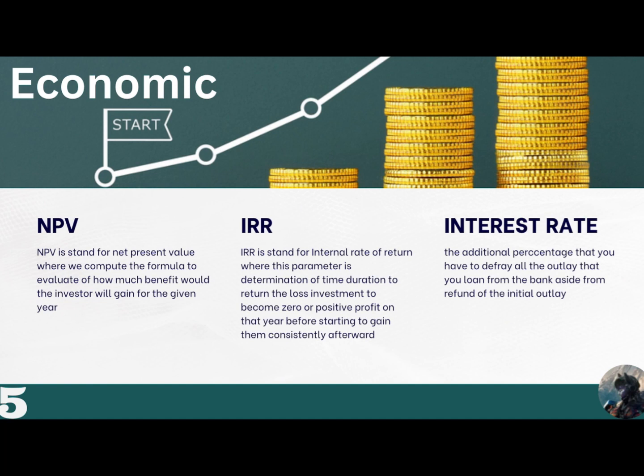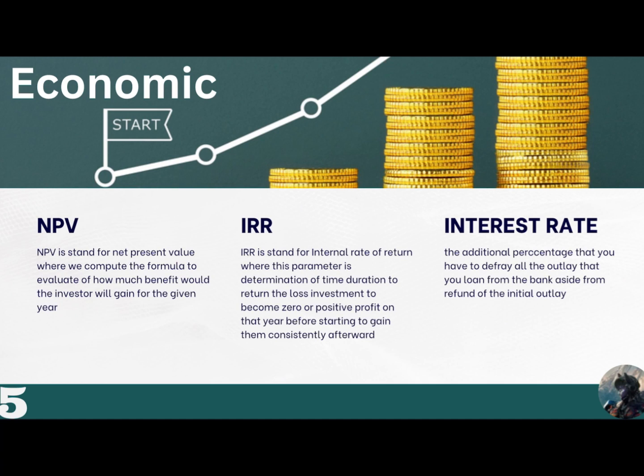Now, let's clarify these three terms, starting with economics. Let's start off with NPV. NPV stands for net present value, where we compute a formula to evaluate how much benefit the investor will gain over the given years. IRR stands for internal rate of return, where this parameter determines the time duration needed for the lost investment to become zero or positive profit in that year, before starting to gain a consistent profit afterward.